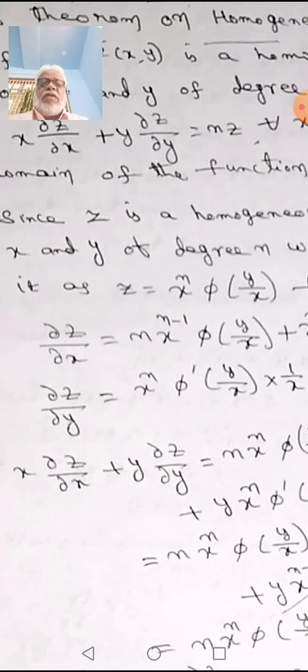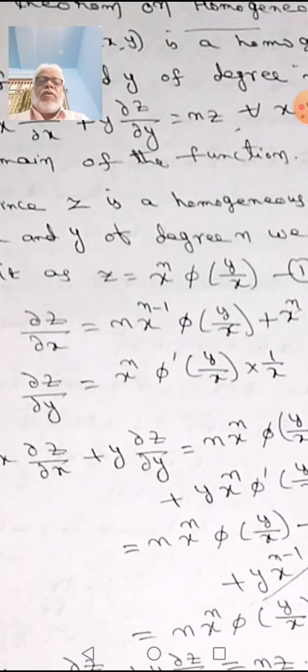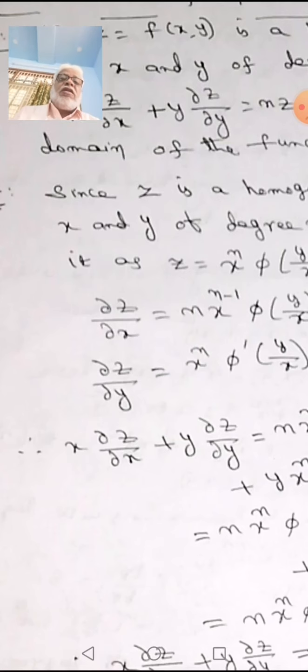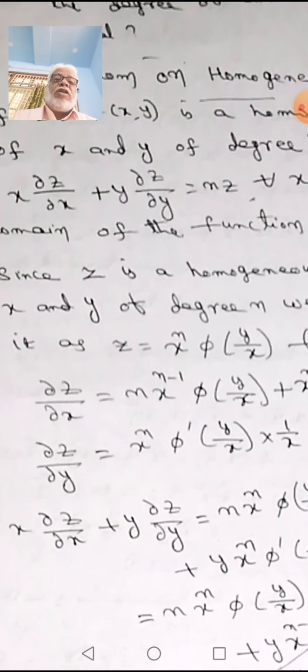Dou z by dou y is x power n phi dash y by x, because here x power n is taken as a constant. The derivative of phi of y by x is phi dash y by x into the internal derivative of y by x with respect to y, which is 1 by x. We got dou z by dou x and dou z by dou y. So what is Euler's theorem?